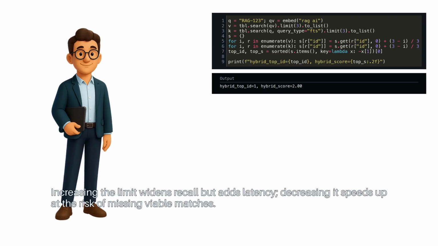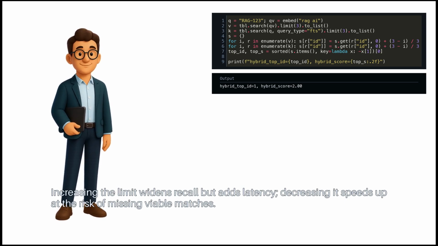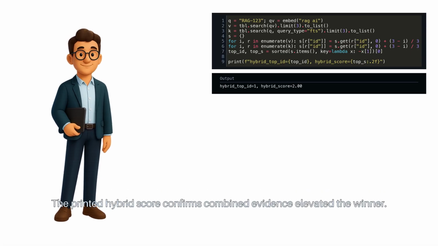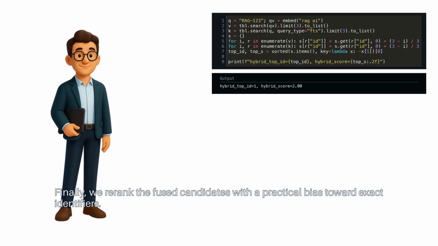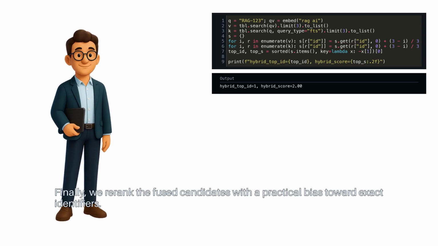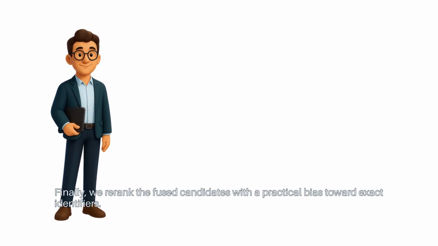Increasing the limit widens recall but adds latency. Decreasing it speeds up at the risk of missing viable matches. The printed hybrid score confirms combined evidence elevated the winner. Finally, we re-rank the fused candidates with a practical bias toward exact identifiers.